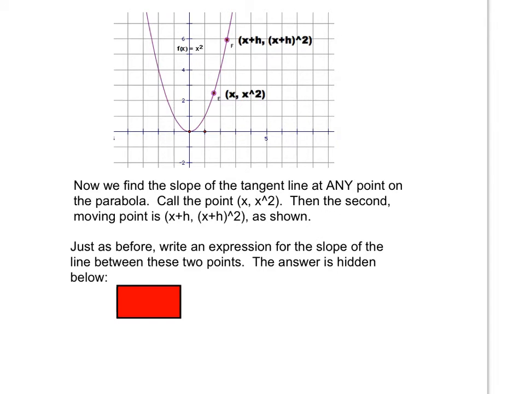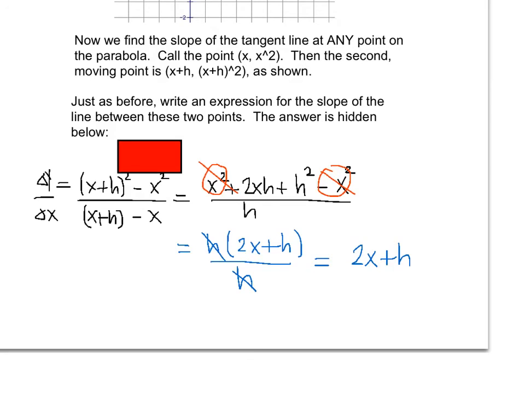So we can now find the slope of the tangent line at any point on the parabola. So call the first point x comma x squared, and the second moving point is x plus h comma quantity x plus h squared, as is shown before. So just as we did before, we'll write an expression for the slope of the line between these points. Pause the video and push play when you are ready to check your answer against mine. So I start off with x plus h squared minus x squared over x plus h minus x.